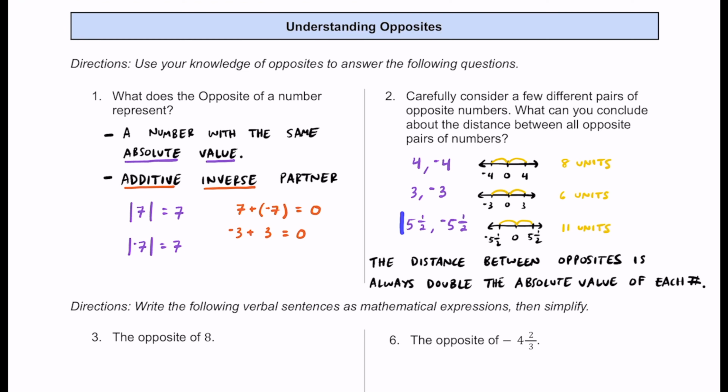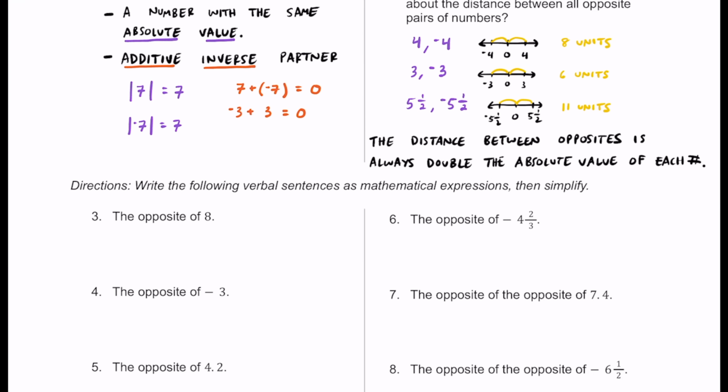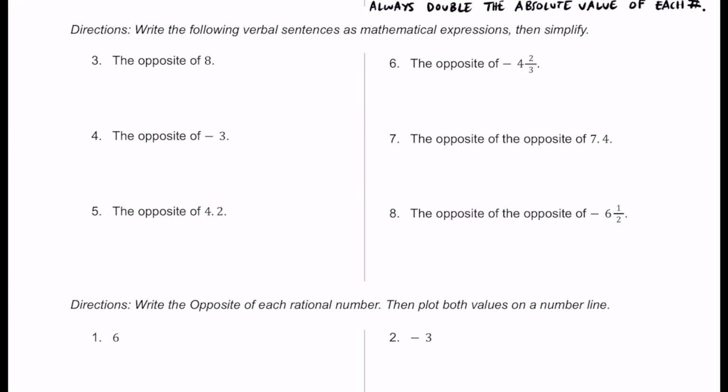And the absolute value of 5.5 or -5.5 are both 5.5, and if you double 5.5, you get 11. So that hopefully checks out and makes more sense. For number 3, let's see if we can write the following verbal sentences as mathematical expressions. Then we're going to simplify as much as we can.